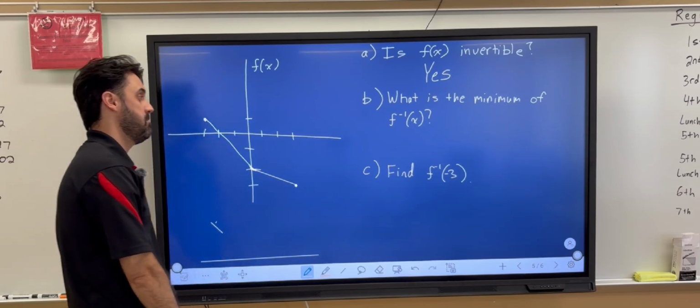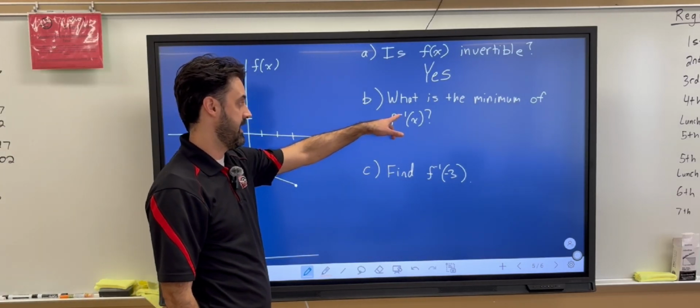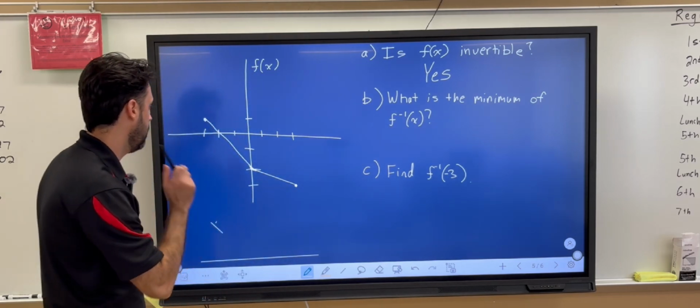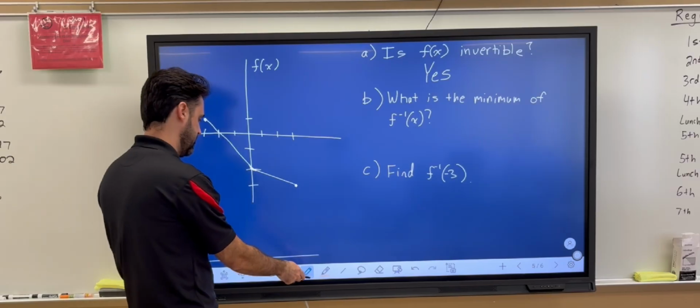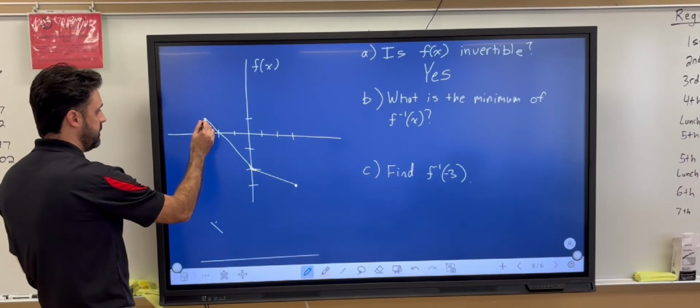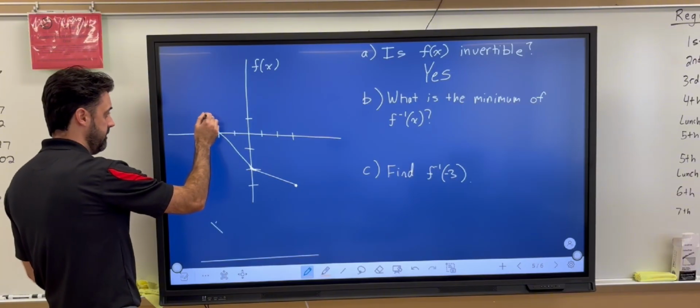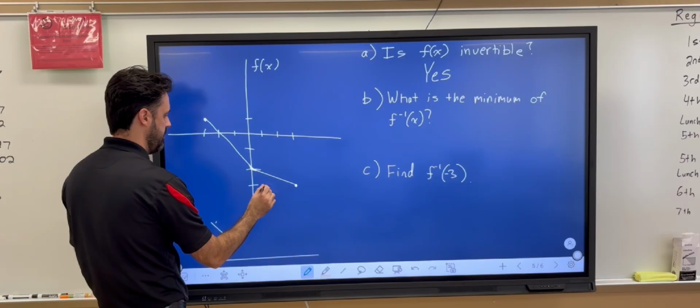Next question, what is the minimum of, and this is our notation for an inverse function, f inverse of x. So to answer these next two, let's go through and actually try to graph the inverse. I'll just switch colors here. So this was at the point, it was left 3 and up 1. And so negative 3, 1 is going to be at 1, negative 3.